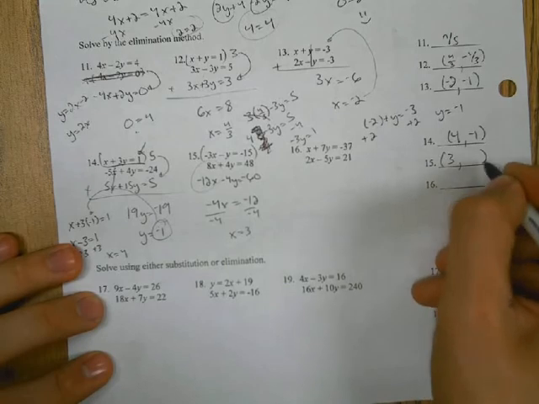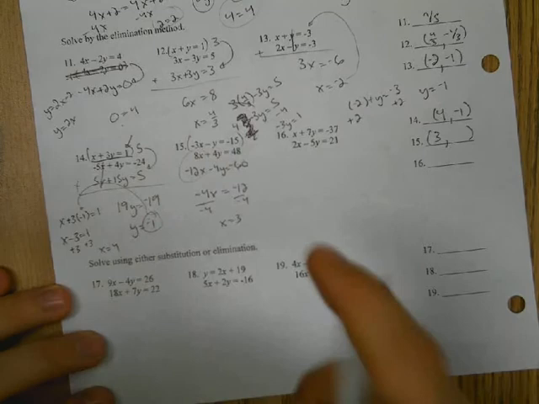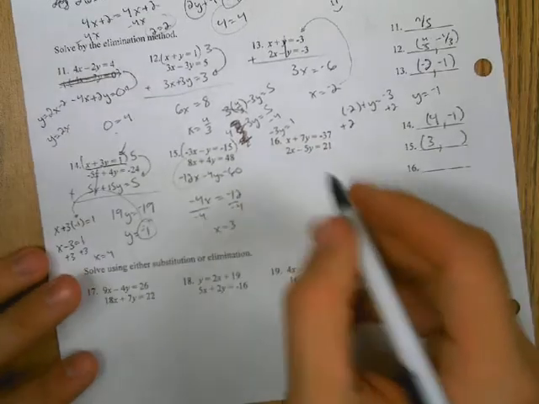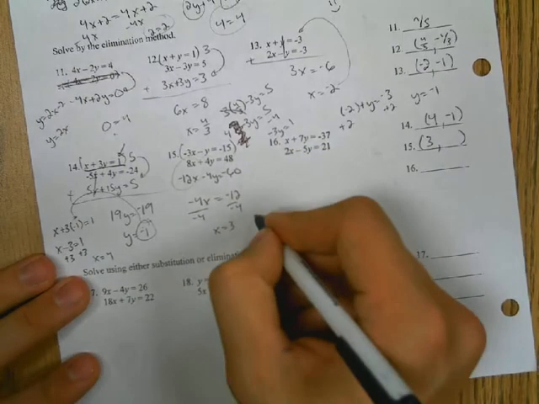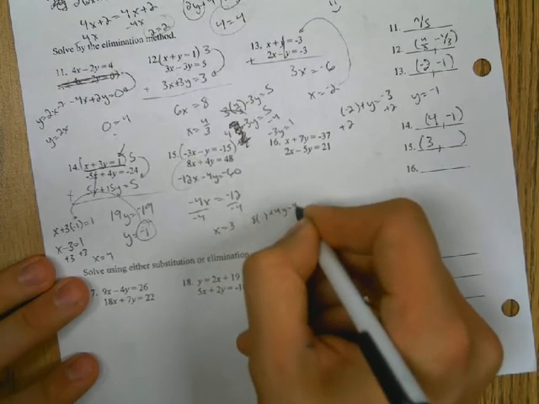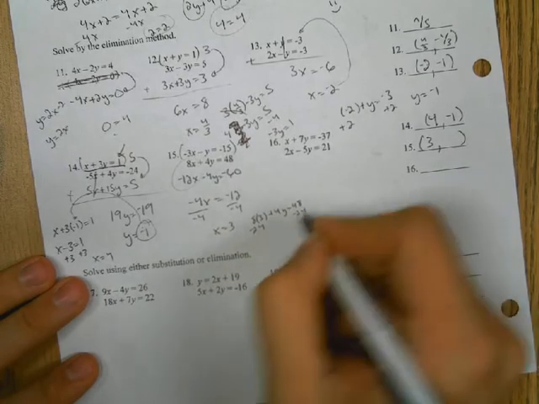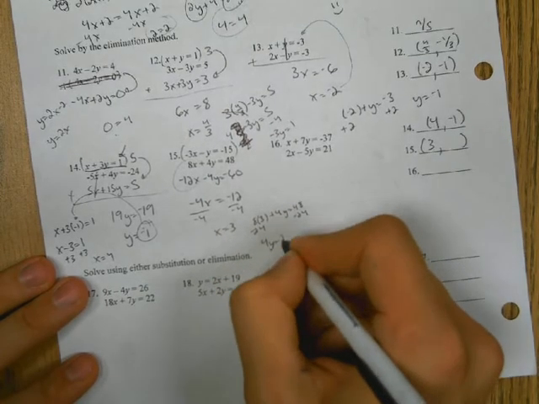Once I get x equal to 3, I'm going to use this top equation because there are less negatives in it, and I don't want to have to deal with the negatives. So I've got 8x plus 4y is equal to 48. 8 times 3 is 24, so I'm going to pull that 24 from both sides. 4y is equal to 24. y is going to be equal to 6.